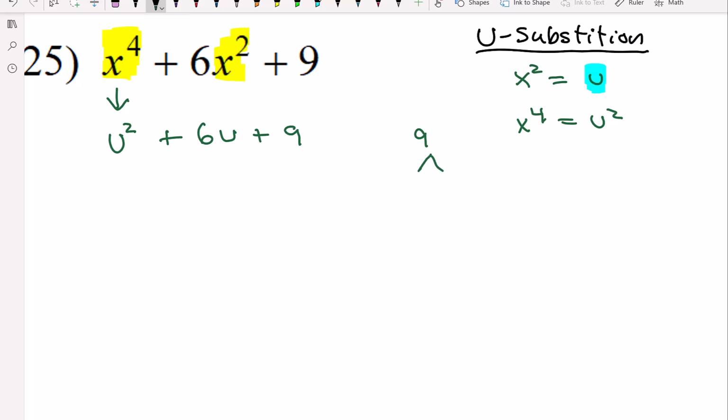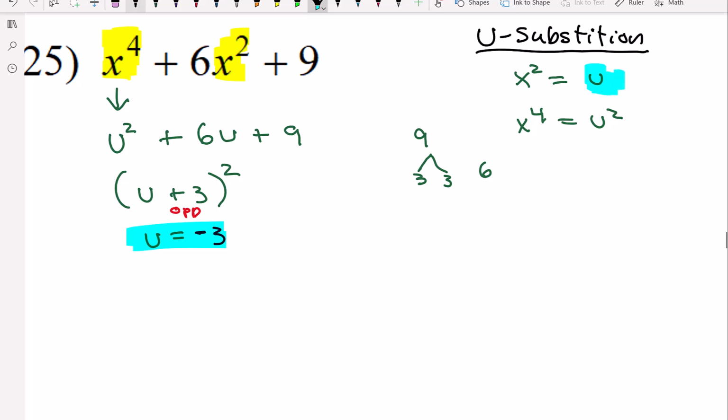So factors of 9 that add up to 6. Well, that's just 3 and 3. So it's u plus 3. And since there's two of them the same, we can just say squared. And remember, we're going to take the opposite of that, and we're going to say that's equal to negative 3. We're not done yet. Now we have to go back to the u substitution. What does u equal? Now we substitute x squared is equal to negative 3.